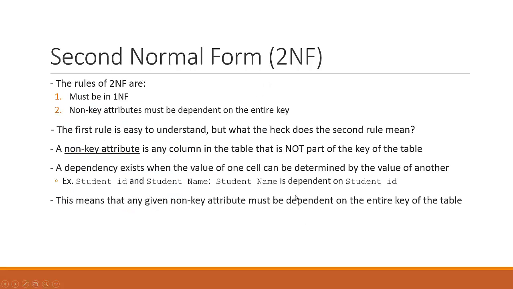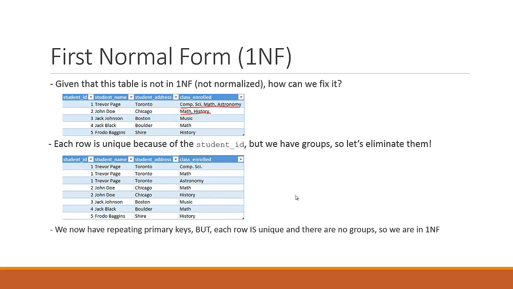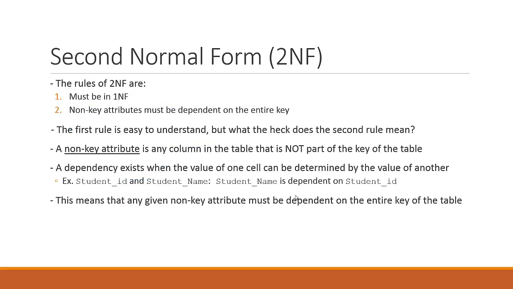We need to move on to a more strict normal form, which is the second normal form, to make sure that we are free from all these anomalies. Like I said, the first normal form will help with some of the anomalies, but it will not solve all of them. So we need to move on to the more strict form, which is the second normal form. The rules of 2NF are that it must be in first normal form, it must meet the criteria of 1NF, and it must also adhere to this: non-key attributes must be dependent on the entire key.